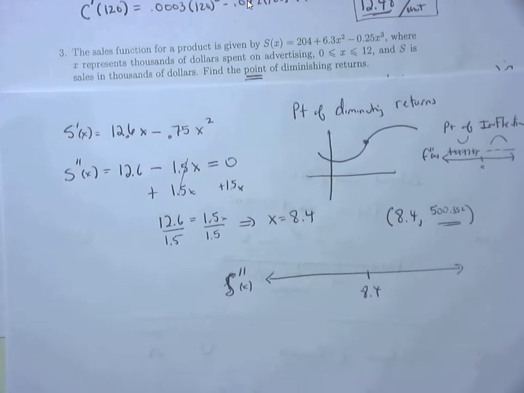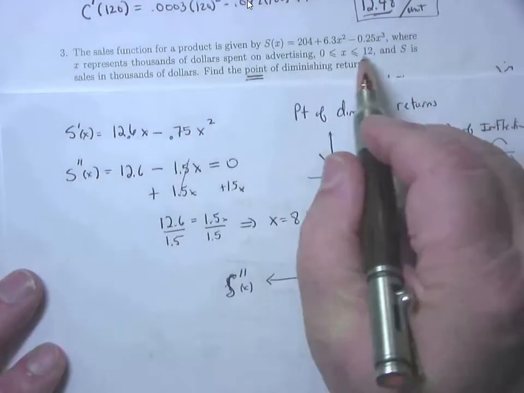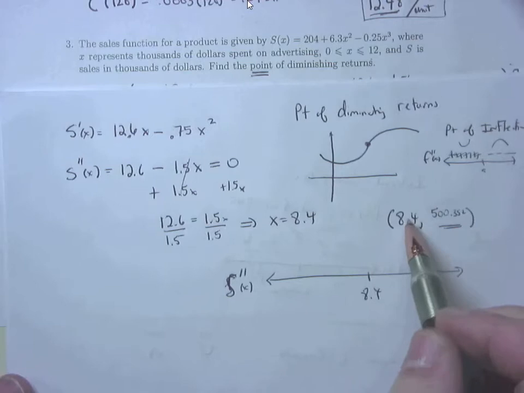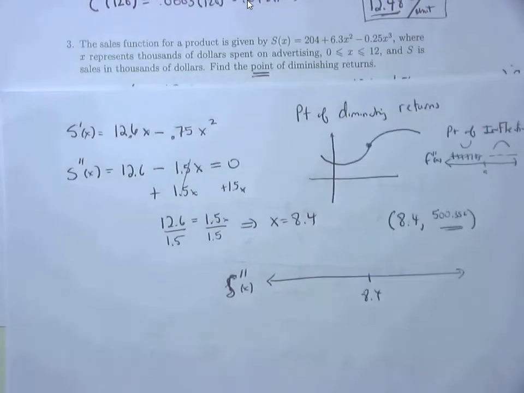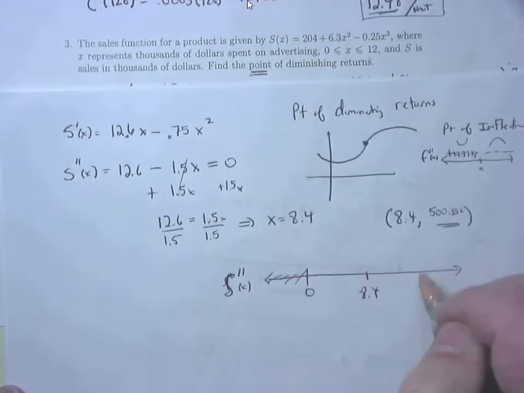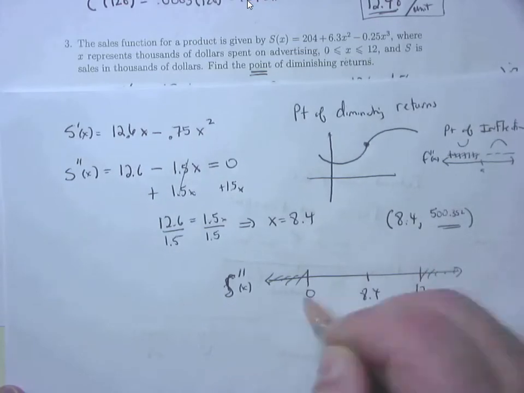That 8.4 must be in the interval for which we define this thing. What did we define this thing from? Between 0 and 12, right? 8.4 is in between 0 and 12. Does that make sense? So now I'm going to check that. I'm happy about this particular point because it's inside my interval. If it's outside my interval, just throw it away because it's not worth anything. We only care about inside your interval, between 0 and 12. I don't care about less than 0, and I don't care about more than 12. So this is my interval.